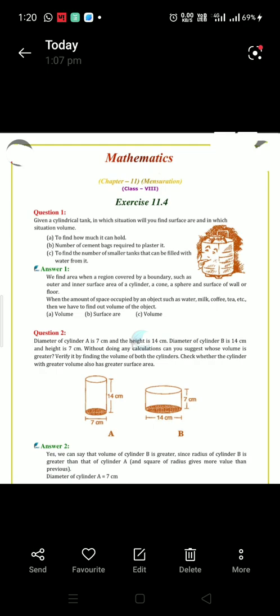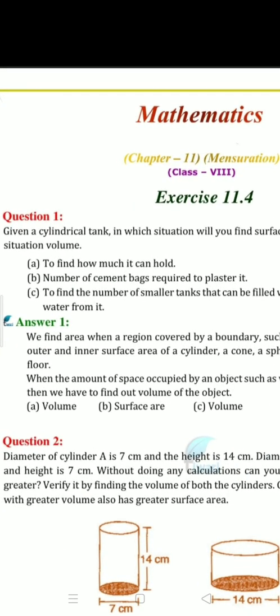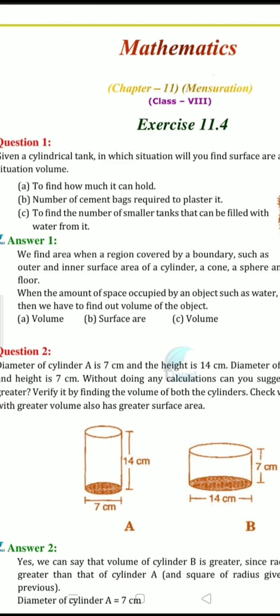Now children, just look over here. The first exercise is related to when a situation is given, whether you will find volume or you will find surface area. First is, a figure is given, how much it can hold, means what is the capacity of that figure to hold something inside it. So we will use the formula of volume. Second is the total number of cement bags required to plaster it. Means if you want to do plastering of something, what do you plaster, beta? It is the plastering of the surface areas, correct? Here you will use the total surface area formula.